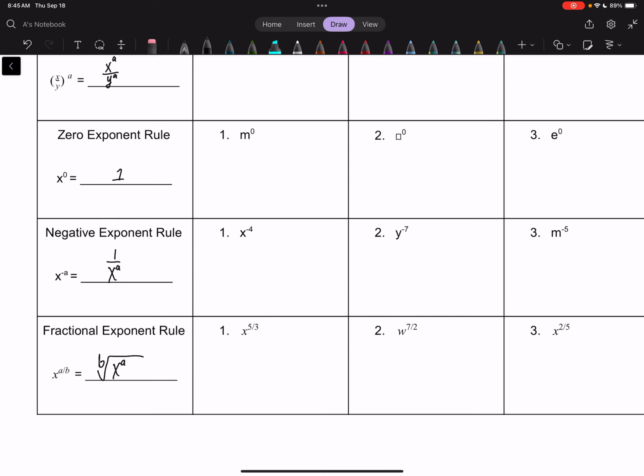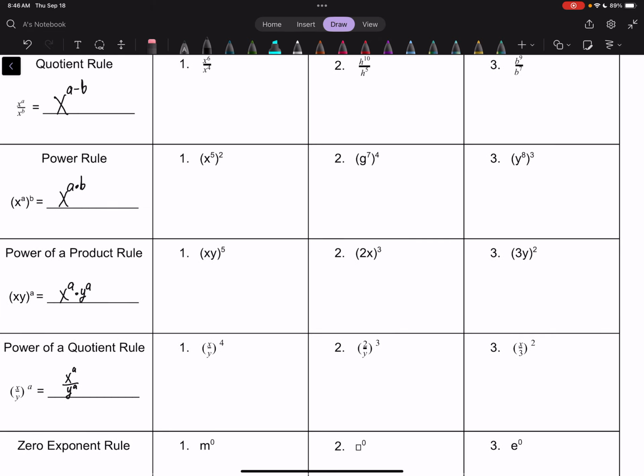The zero exponent rule: anything raised to the zero power is 1, other than 0. The negative exponent rule is a reciprocated value, so it's 1 over x to the a exponent. And a fractional exponent rule: the denominator is the nth root of the function.